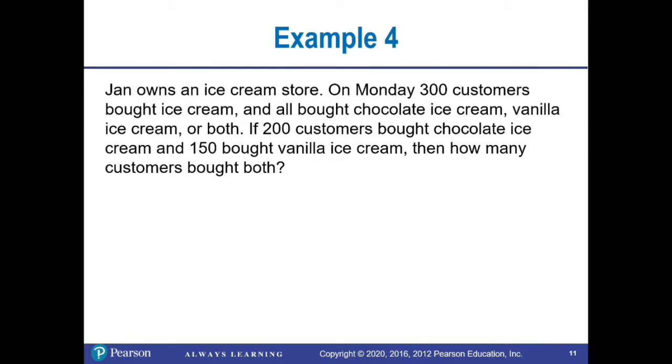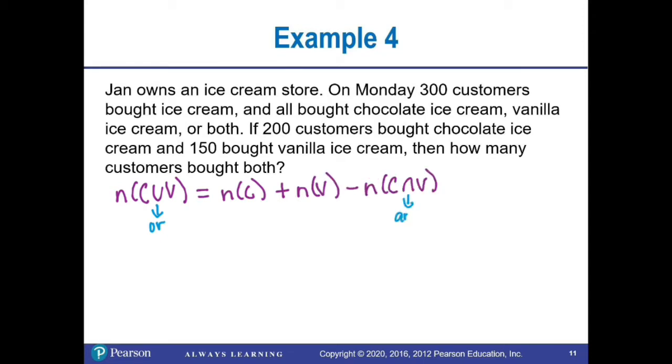Our next example is about an ice cream store. There were 300 customers who came into the ice cream store, and they all bought chocolate ice cream, vanilla ice cream, or both. Notice again, we have the overlap here, so we can't just add the chocolate plus the vanilla. We have our new formula. The number who ordered chocolate or vanilla is the number who ordered chocolate plus the number who ordered vanilla minus the number who ordered chocolate and vanilla.